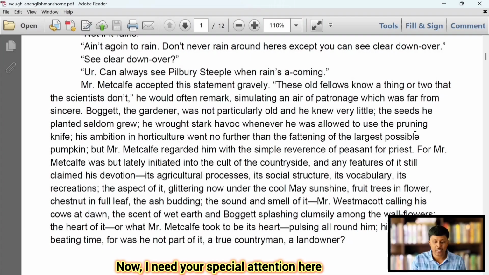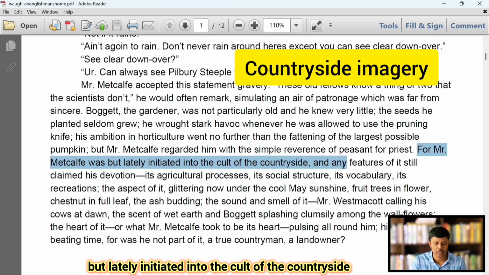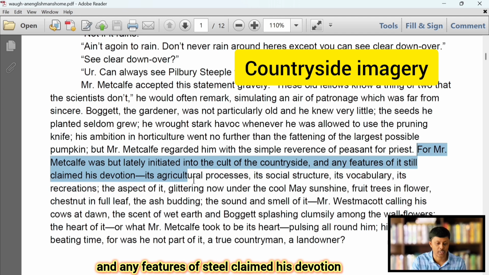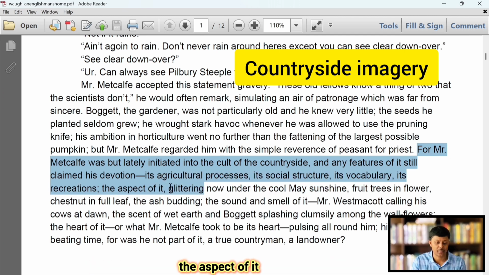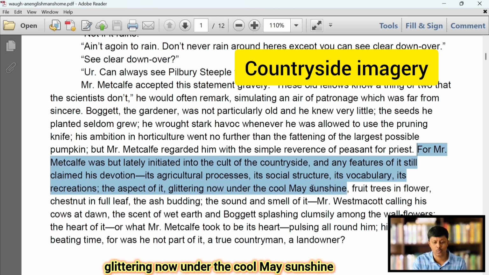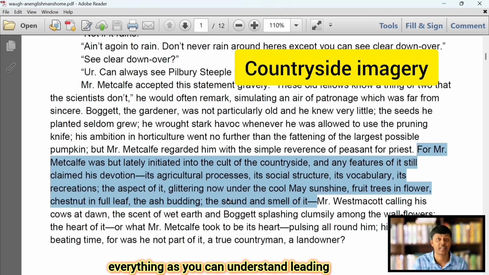Now, I need your special attention here: "for Mr. Metcalfe was but lately initiated into the cult of the countryside, and any features of it still claimed his devotion. His agricultural process, its social structure, its vocabulary, its recreation, the aspect of it, glittering now under the cool May sunshine, fruit trees and flower, chestnut in full leaf, the ash burning, the sound and smell of it." Everything, as you can understand, leads to nothing but the countryside. So these are the imagery, these are the factors where you have to understand how the countryside seems to be so pivotal in this text.